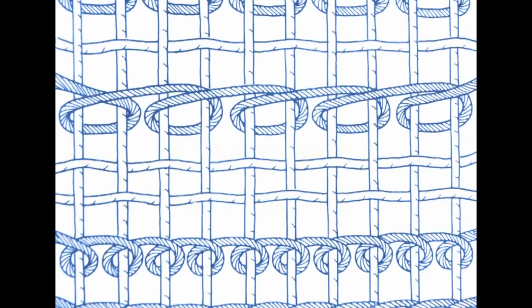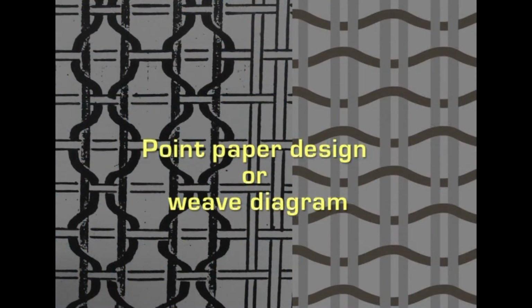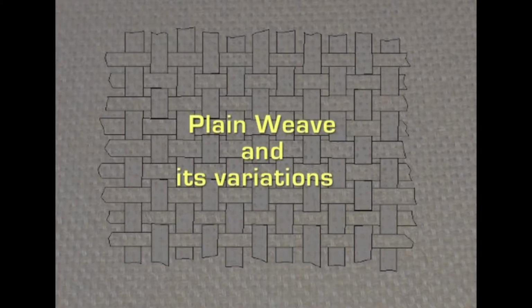The type of interlacement, how it should come, is usually plotted on a graph paper in order to help the weaver, and this graph paper is called point paper design or weave diagram. Plain weave and its variations.